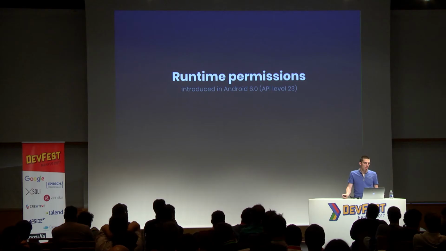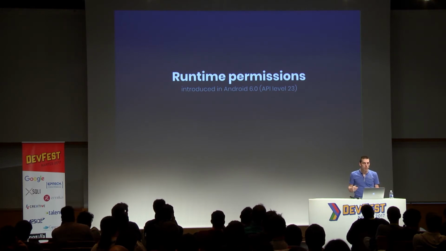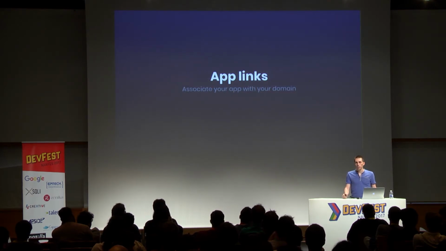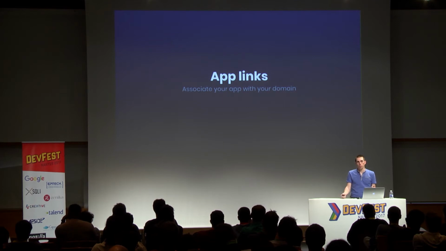So you don't want to have a middle screen asking the user, hey, can this app use, I don't know, the internet or the camera? So you really have to deal with runtime permissions in order to make an Instant application. And the other thing that you have to deal with is app links. App links is basically associating your website, your domain, with your application. And if you were here last year, this is what I talked about.